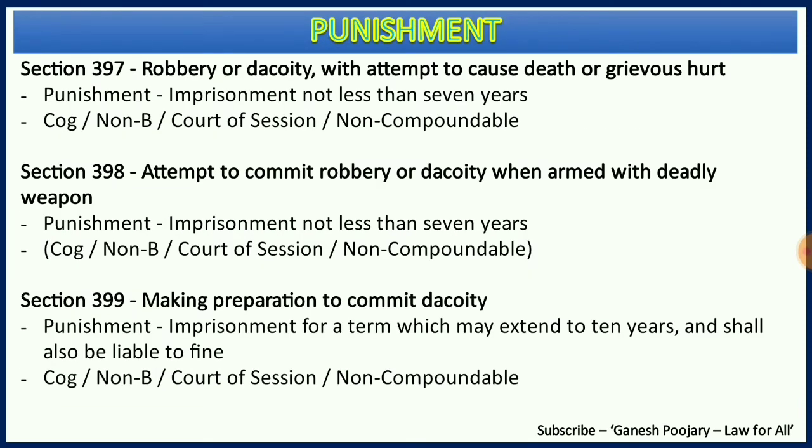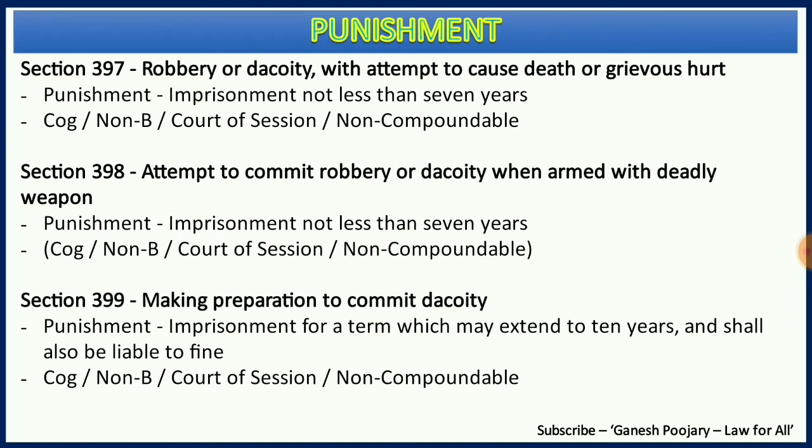While section 396 discusses dacoity with murder, section 397 discusses robbery or dacoity with attempt to cause death or grievous hurt. Here they have not yet killed anyone, but there is an attempt. And one more important thing is that this covers both robbery and dacoity. And here the imprisonment will be not less than 7 years. It will be minimum 7 years or more. That is one very important aspect you need to remember. And the offences here are cognizable offences, non-bailable offences, tried by court of session, and they are non-compoundable offences.